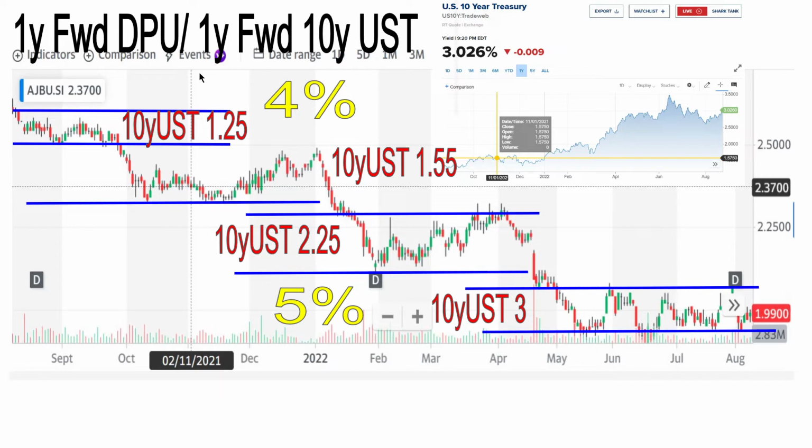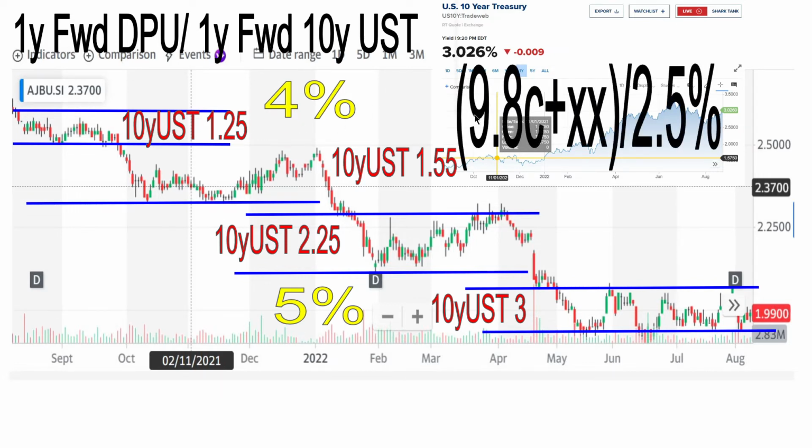If you look at it from that perspective, this 4% yield is actually something like a 9.8 cents annualized dividend at that point in time, plus some DPU growth, divided by the share price of 2.5. And the comparison is not to the 1.25, because at this point the expectation for the 10-year Treasury looking forward is something like 2.5%. So that gives you a 4% yield versus 2.5% for the Treasury expectation, or a yield pickup of 1.5%.